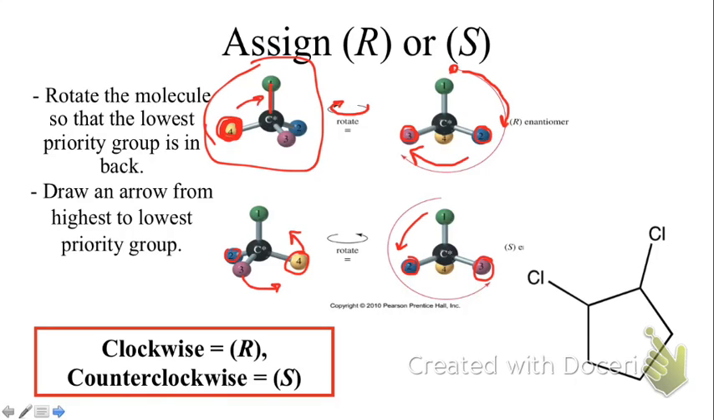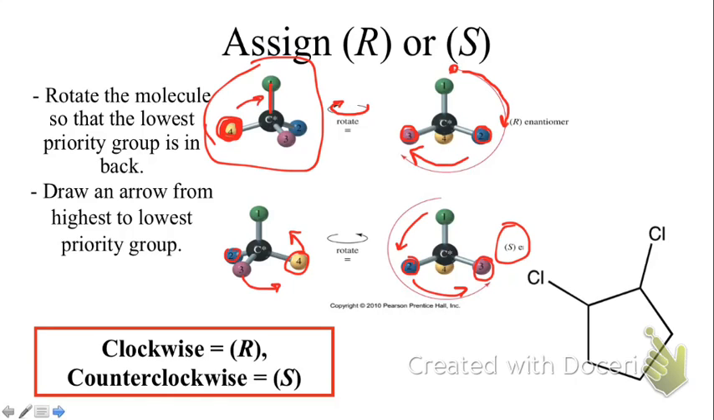We do the same process, moving from position 1 to position 2 to position 3. We're now moving in a counterclockwise fashion. What we're looking at is the S enantiomer. And sorry, my image overlapped our drawing. So what we have here is our S enantiomer because we moved counterclockwise.